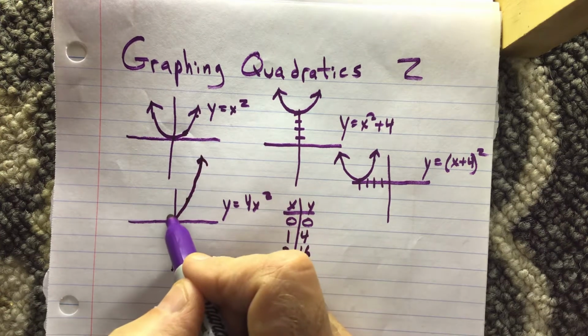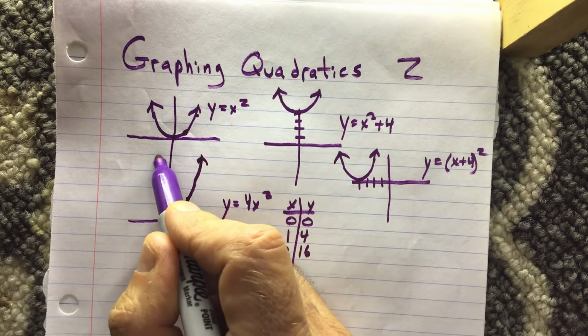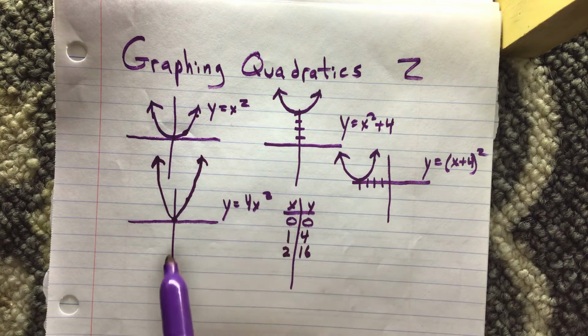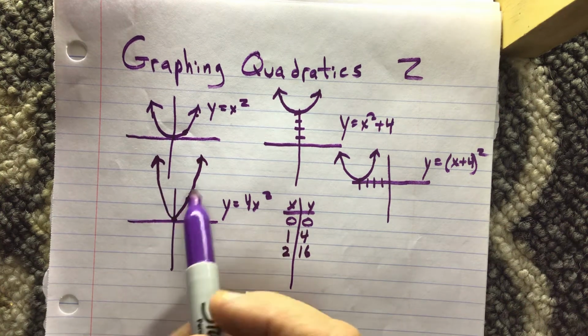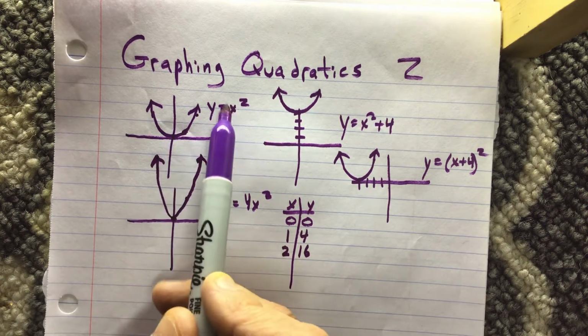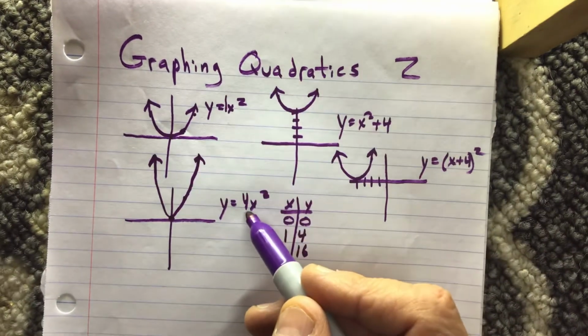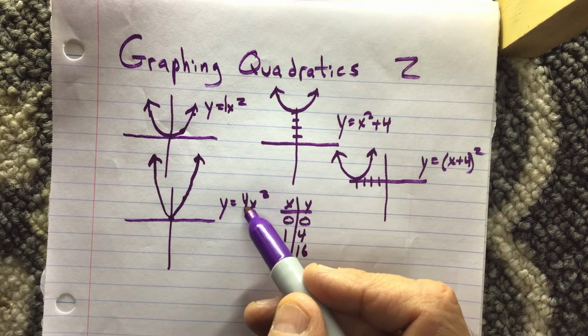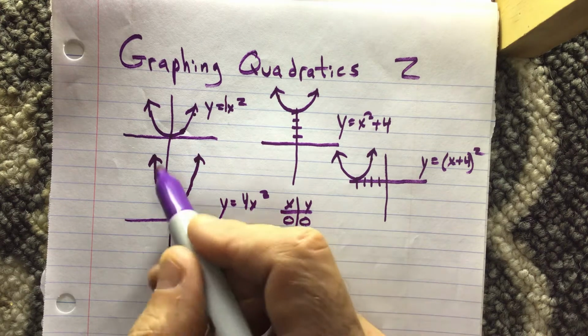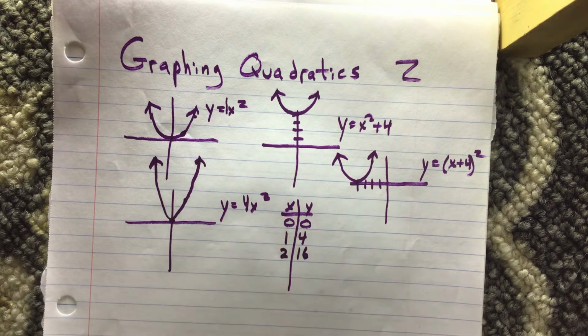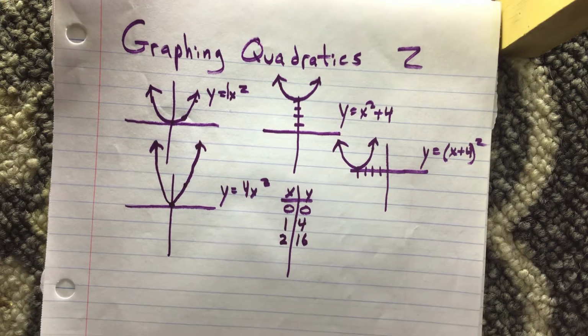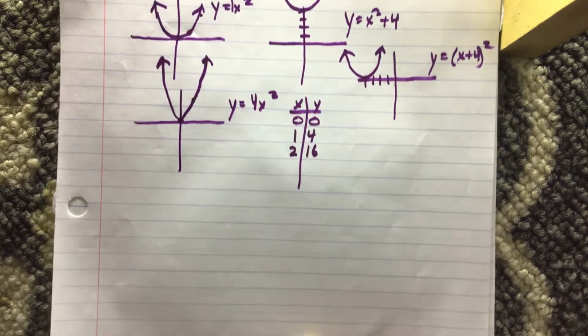And so what happens when you draw the other side is you're getting a more narrow curve. So that's what happens when you change the 1 in this here to a 4. And as this increases, the higher this number is, the more narrow the parabola is. Okay, so that's what happens when you mess around with the coefficient.